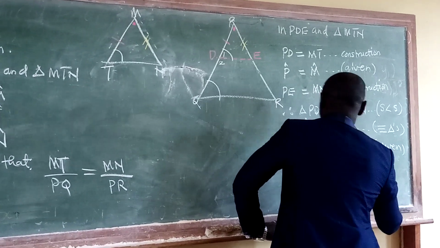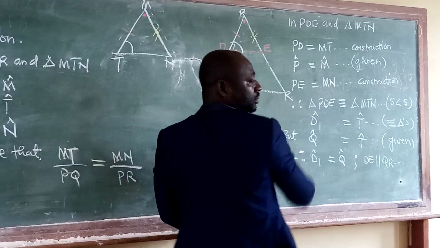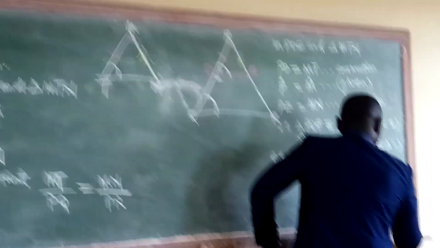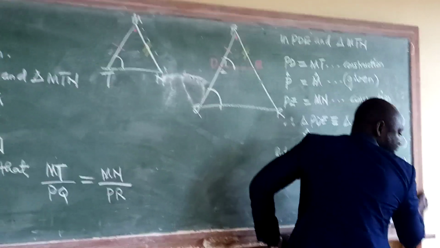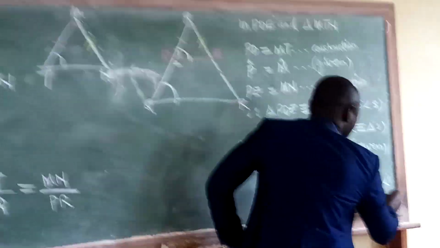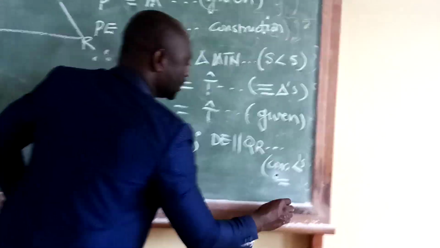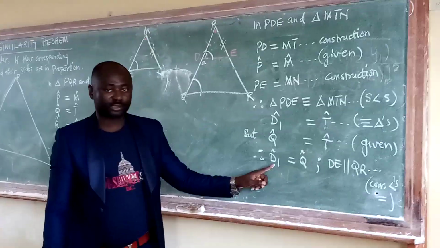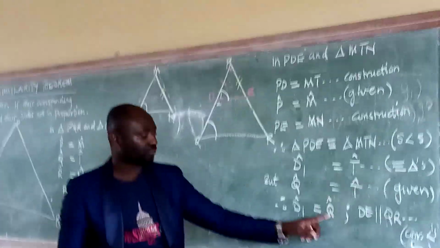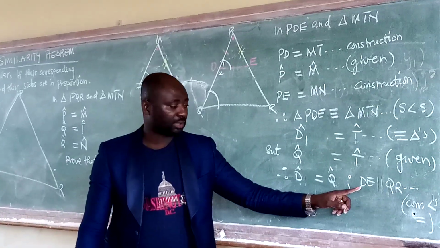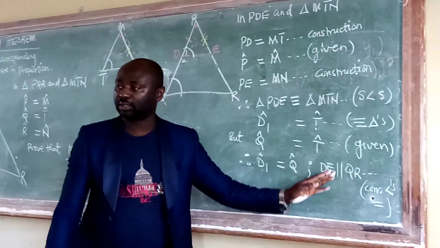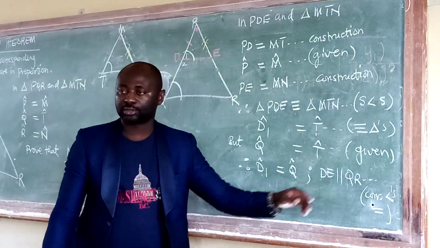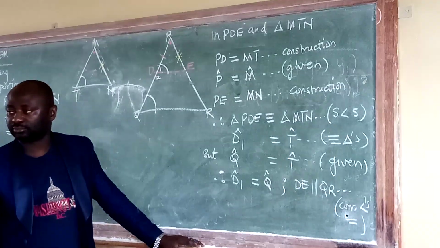Reason: corresponding angles equal. Your reason will be what? Corresponding angles are equal. So if D1 is equal to Q, then the line DE is parallel to the line QR. Reason: corresponding angles equal.